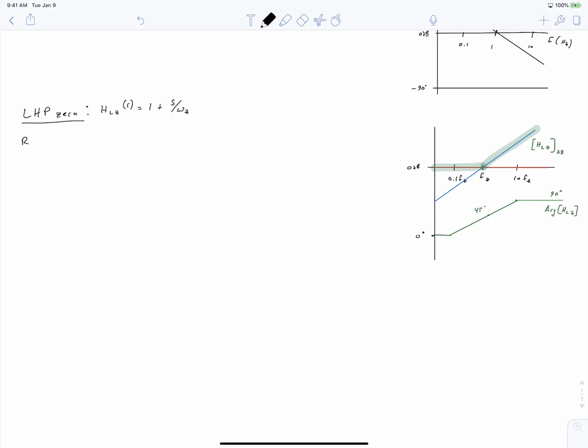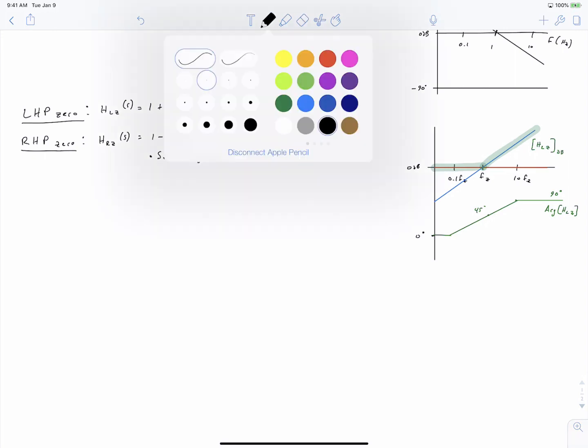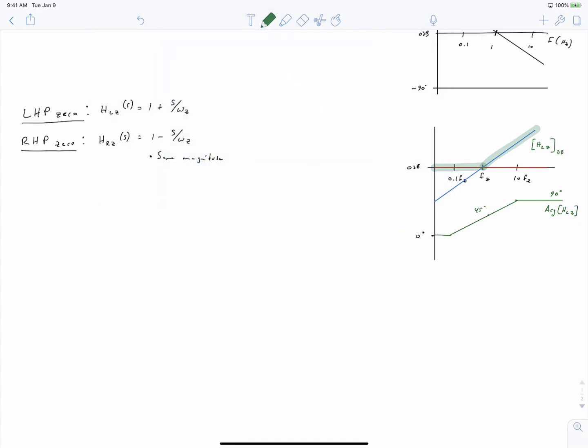We can also talk about a right half plane 0. And we'll notice immediately that this has the same magnitude plot, but a different phase angle plot. And the phase angle plot starts at the same 0 degree point, but it goes down to negative 90 instead of up to positive 90.